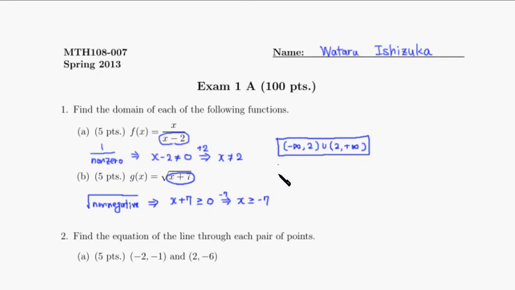All right, so we have that. If you want to write it in interval notation, negative 7 is the smallest number you can get, and above, so positive infinity. So that would be the domain of g of x.